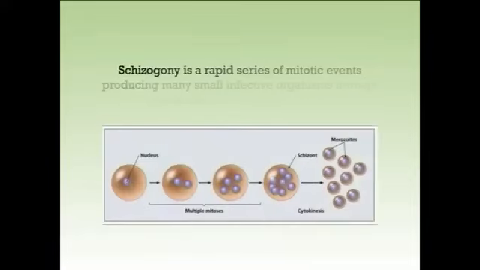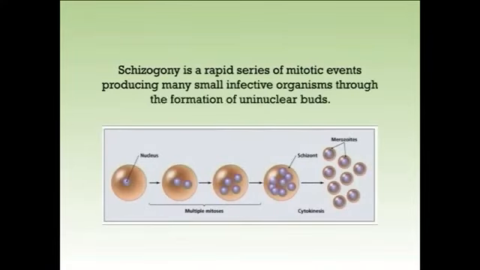Their life cycle has both asexual and sexual phases. At some point, an asexual reproduction known as schizogony occurs. So what is this schizogony? Schizogony is a rapid series of mitotic events producing many small infective organisms through the formation of uninuclear buds.